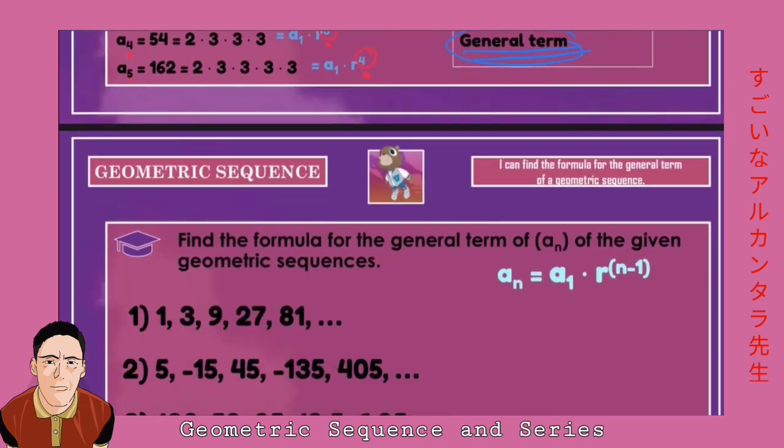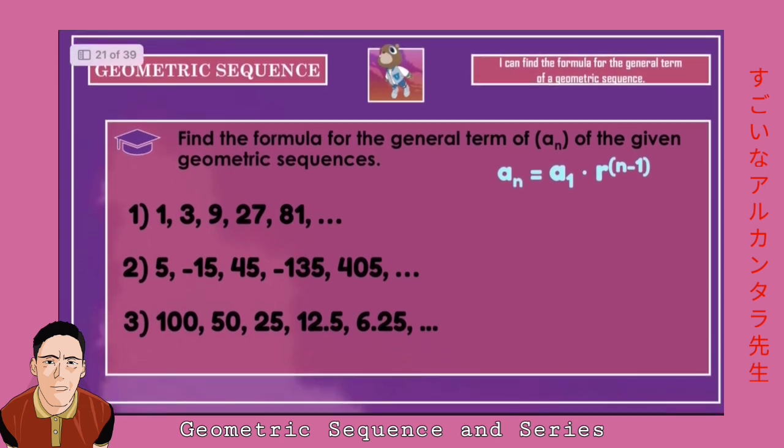So now let's have another example. We have here, for example, 1, 3, 9, 27, 81. So if you have 3 divided by 1, that's 3. 9 divided by 3, that's 3. 27 divided by 9, that's 3. If you continue, you'll get 3. So that's your common ratio here. So the common ratio is equal to 3. Your first term is 1. So let's list that down.